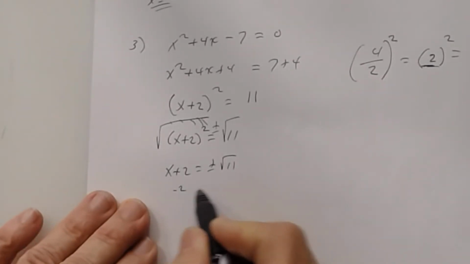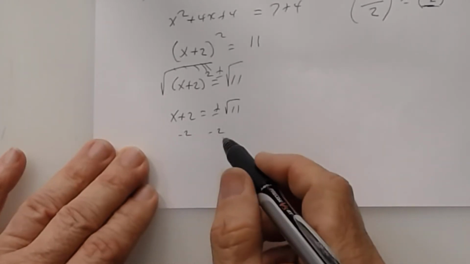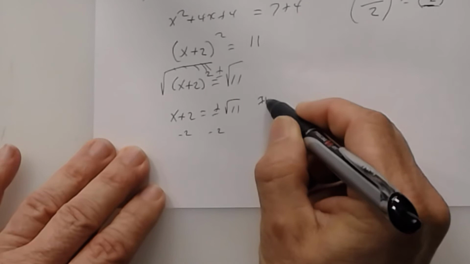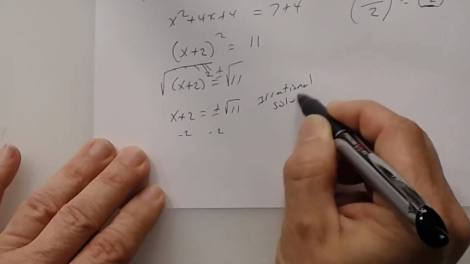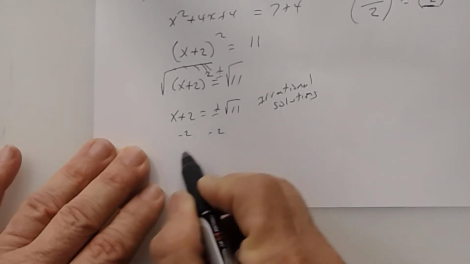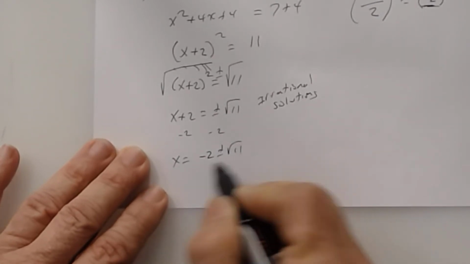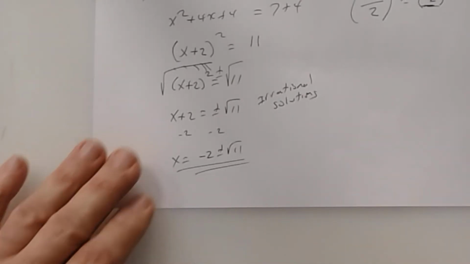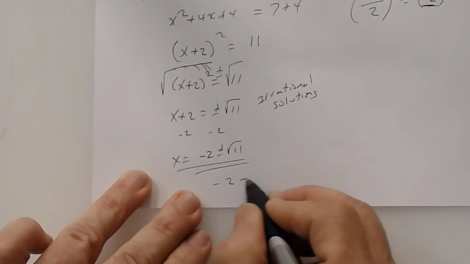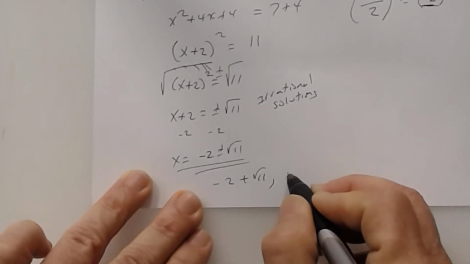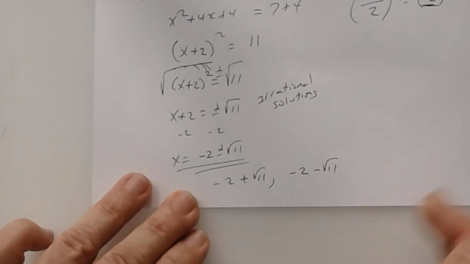So if you want to write it in a compact form, then just bring the 2 over and you're done. So you would subtract 2 from both sides. Remember that your solution is irrational. And so you get x to be what? Yep. All right. Now in my math lab, you would have to separate it as negative 2 plus the square root of 11, comma, and then negative 2 minus square root of 11. Okay?